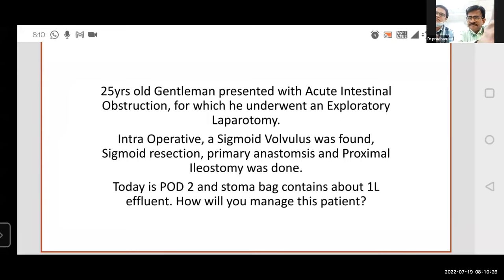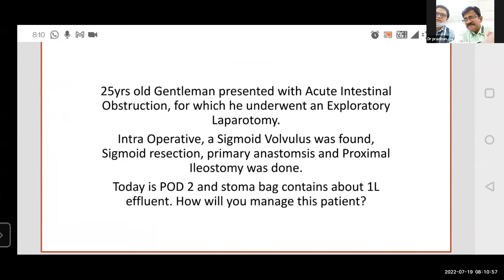Sir, diversion, sir, will allow distal anastomosis. Sir, the purpose is to defunction the distal loop. Why do you need a defunctioning distal loop by doing a proximal diversion? Sir, in such a case, sir, there is a high risk of anastomotic leak.